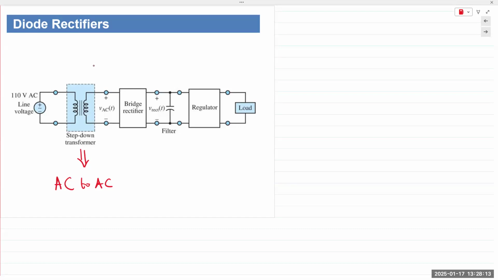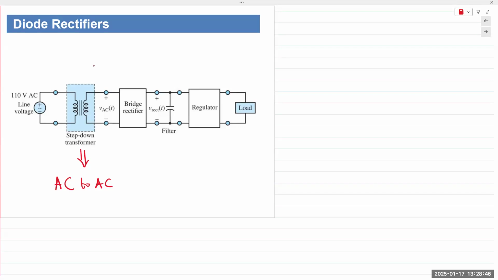A transformer is basically two inductors in close proximity wound around each other. There's a core, right? Inductors have a core. So if you have the same core shared between two inductors, then they are wound around each other. The magnetic fields are interlinked, and the energy from one is transferred to the other. That is the operating principle of a transformer. Transformers are great devices because they are used to either step up the voltage or step down the voltage.